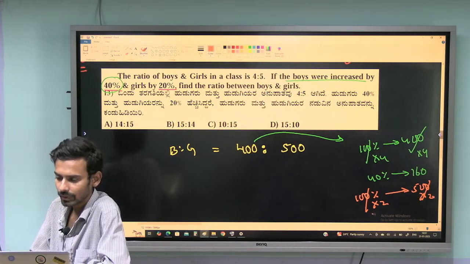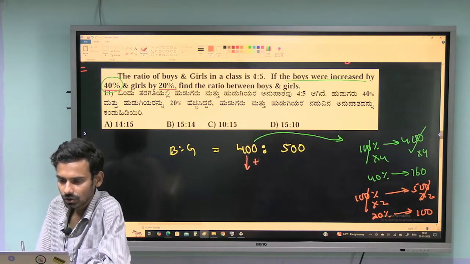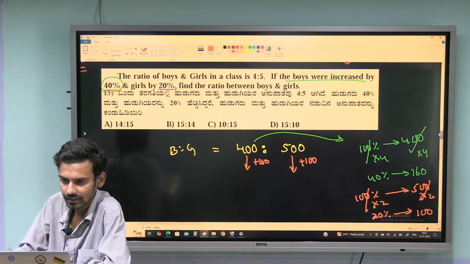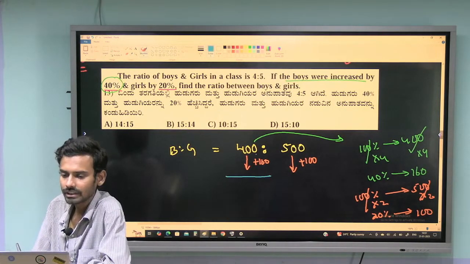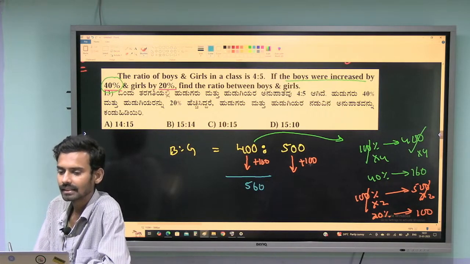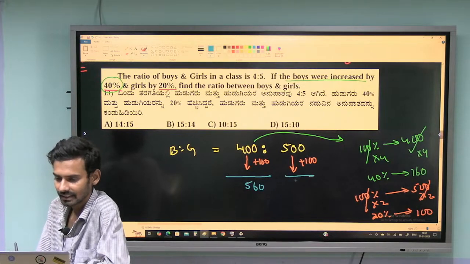Here you will be getting the 20% value, which is 100. Which means boys must be increased by 160 and girls must be increased by 100. Then what is the new number of boys and girls? Boys will be 400 plus 160, which is 560, and girls will be 500 plus 100, which is 600.